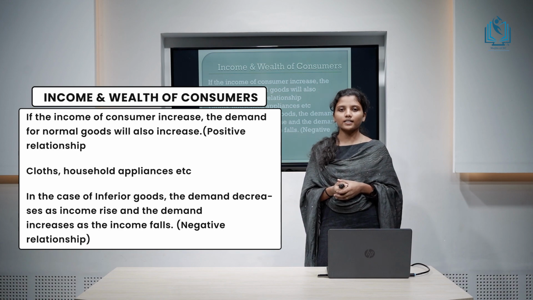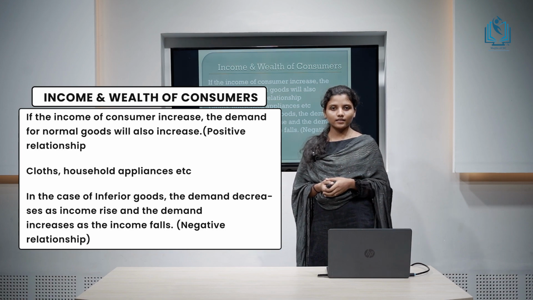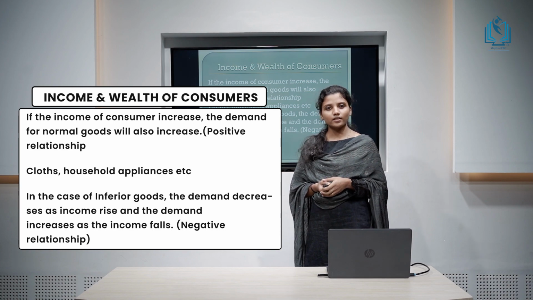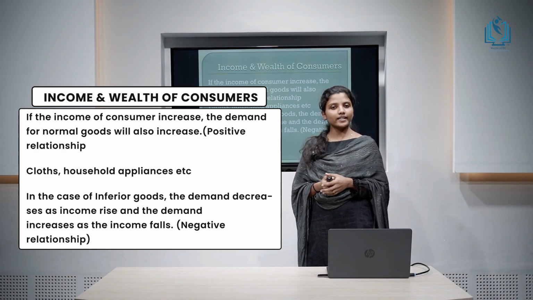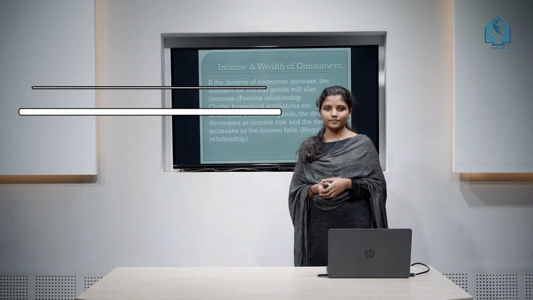There are some other categories of goods, for example, inferior goods. In this case, when the consumer's income increases, they may not prefer the inferior goods. On the other hand, they may prefer some other superior quality goods. So here, there exists an inverse relationship between the income of the consumer and the demand for inferior goods.